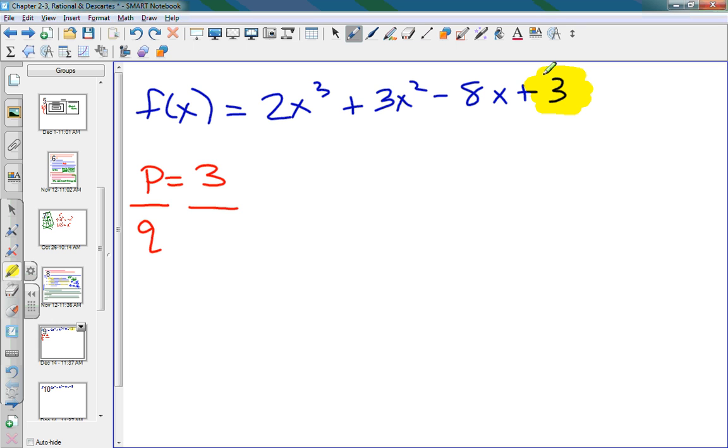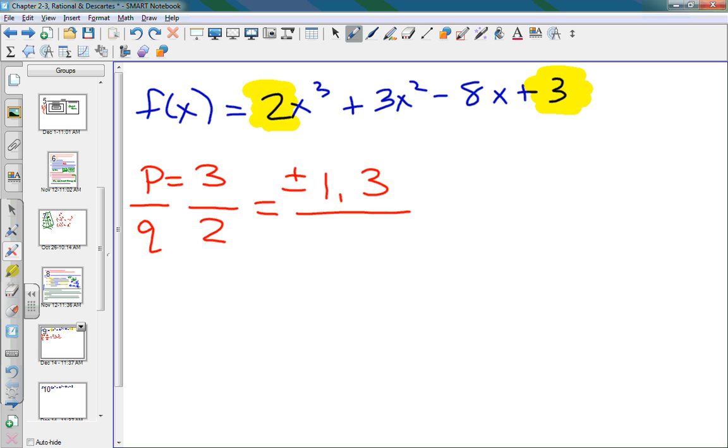Q is equal to my leading coefficient. So what's my leading coefficient? 2. So now here's the question for you. What are all of the factors of 3? 3 and 1. So I'm going to have plus or minus. Why do I have plus or minus? Because what's negative 1 times negative 3? Positive 3. So can you forget the negative numbers here? No, you have to include them, which is why you're going to have plus or minus.